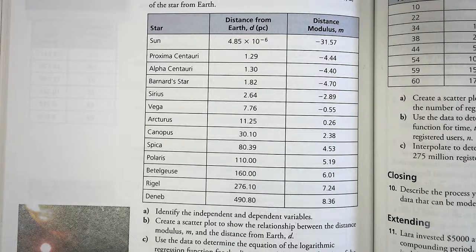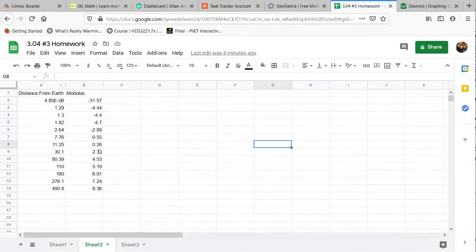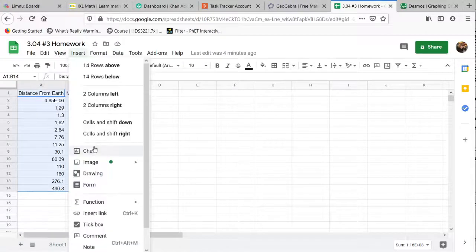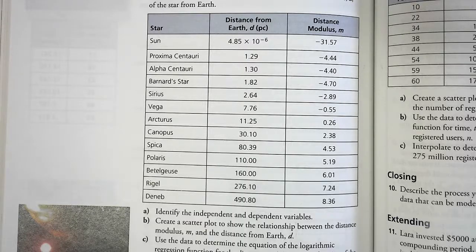So if we want to create the scatter plot that way, we'll do that with sheet 2. So we're going to insert a chart. We're going to make it a scatter plot here. And there we have the distance from Earth on the x and the apparent modulus on the y. So we have completed that first portion of the assignment.